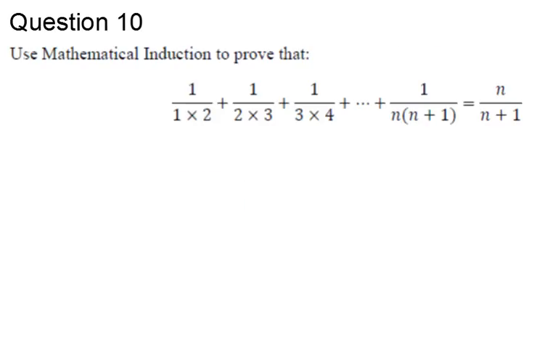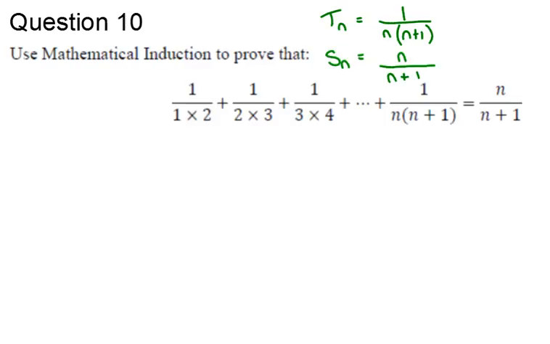Alright, so let's look at question 10, which is our last question. It's a good idea to start by looking at what your formula for your nth term is and the formula for the sum in this example. So I'm just going to write them up here. We know that the formula for the nth term is 1 over n plus 1, and the formula for the sum is n over n plus 1.